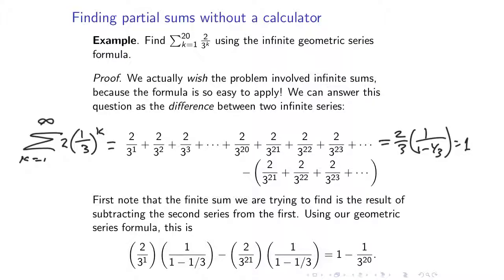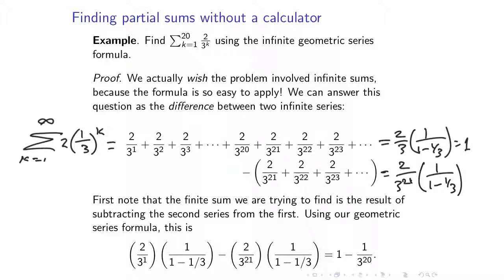But I don't want that. I only want the first 20 terms. So what I'll do is I'll form the infinite series that starts with this 21st term and goes on forever. Again, the common ratio is 1/3, and so all I need to do to get the formula for that is take the first term, which is 2 over 3 to the 21, and multiply by 1 over 1 minus the common ratio, which, like I said, is 1/3.